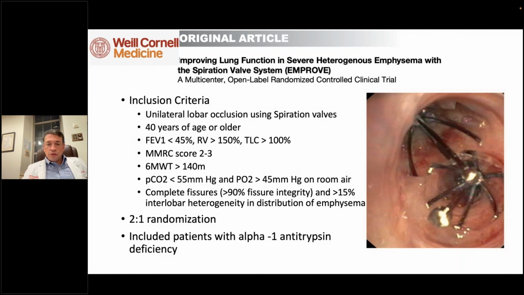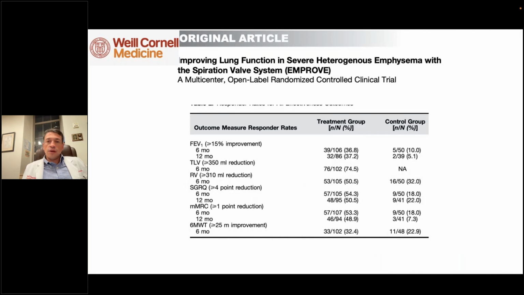It was also a 2-to-1 randomization, and interestingly, they included a couple of patients with alpha-1 antitrypsin deficiency. There were no alpha-1 patients in the LIBERATE trial, so therefore FDA approval for alpha-1 only extends to Spiration valves. These are the results, very similar to LIBERATE in terms of both subjective and objective improvements.